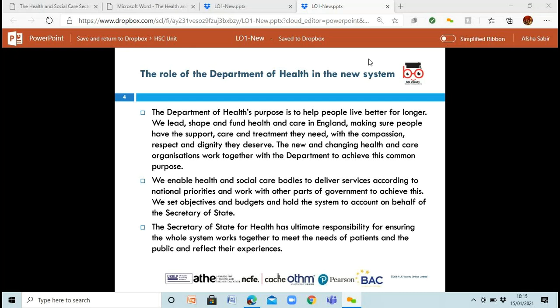So like I was saying, the whole purpose of the Department of Health is to get different organizations to work together. And this helps social services and health services to responsibly deliver services within set objectives and budgets. Now, we've also got the Secretary of State, which comes into the mix. So overall, the Secretary of State has the ultimate responsibility for making sure that every organization within the whole system actually works together to meet the needs of the patients.